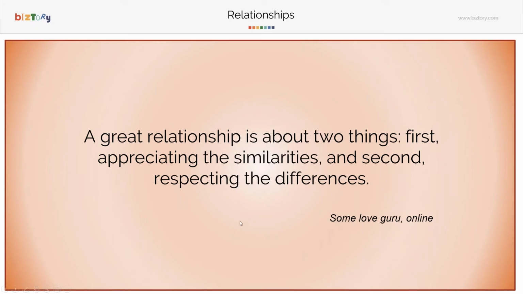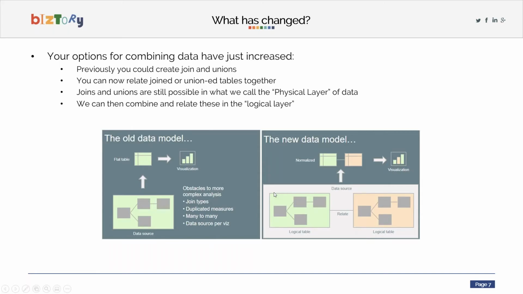So firstly, let's think about what has changed. Your options for combining data have just increased. Previously, you could create joins and unions between multiple tables. Essentially, in previous versions, your data model and your data source consisted of a single physical layer where you could specify your joins and unions between your tables. The result was a data source, which in essence is a single flattened table, which you would then use for analysis.